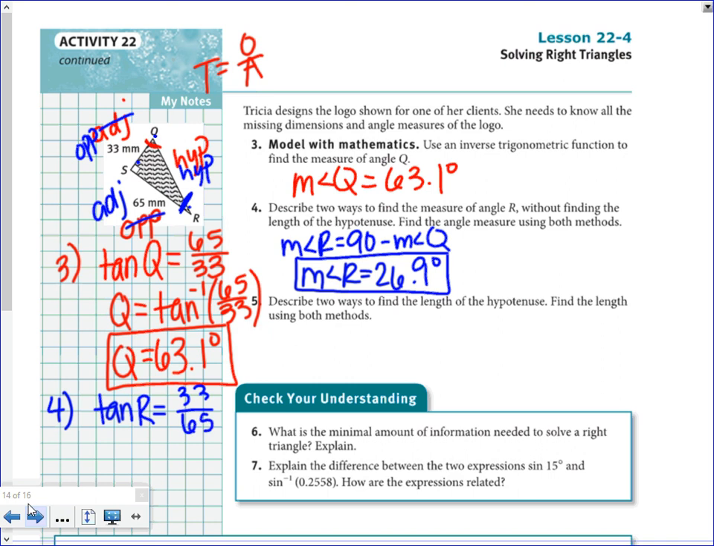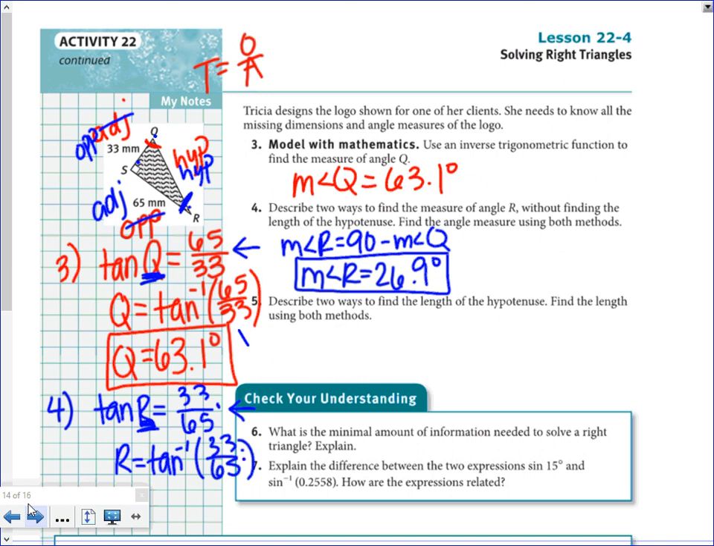So notice this fraction is very closely related to this fraction. They're reciprocals. And that's because we're looking at different angles. Up here we were looking at angle Q, but right now we're looking at angle R. So whenever I go to find angle R, tangent inverse of 33 over 65. Notice this fraction doesn't change.